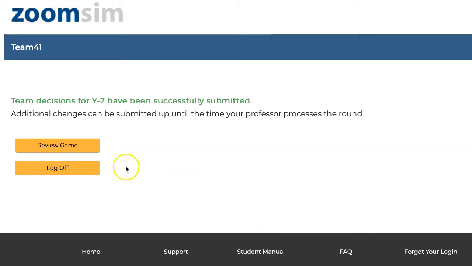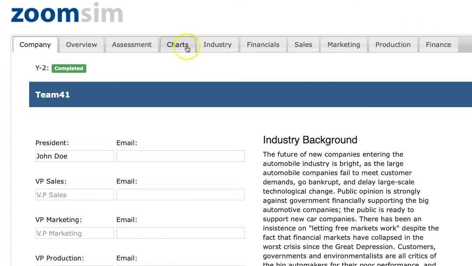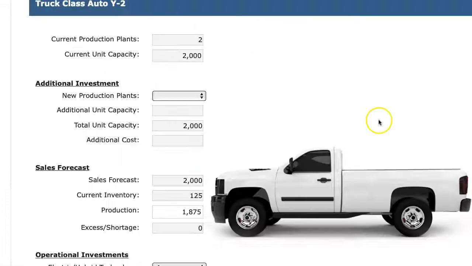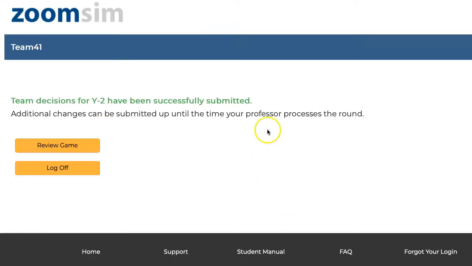Okay. So I can go in at any time, even though I completed the simulation, I can go back in as long as it's done before the processing is complete and make any changes I want. I just have to make sure that any changes I make, I submit them at the bottom of the page when I'm done, and then I submit the whole simulation again at the end. So you can review your game and make changes all the way up until the night that the simulation is processed.